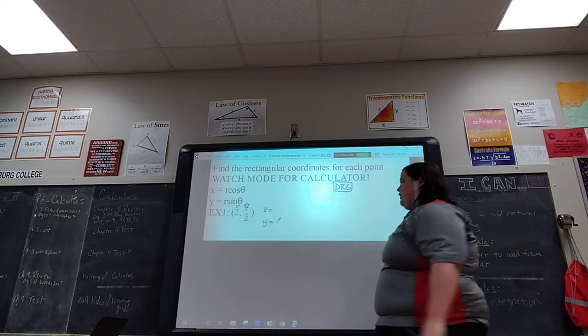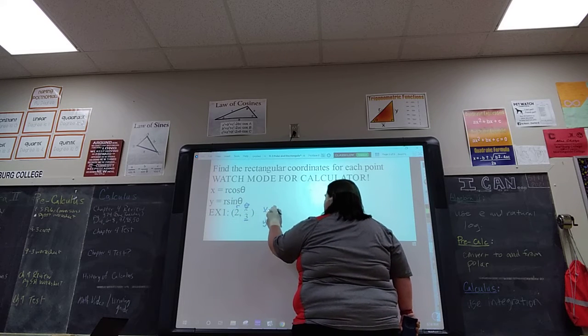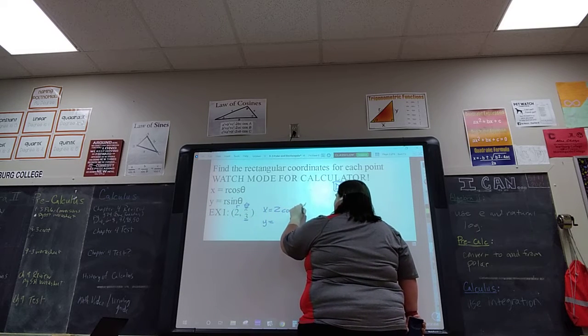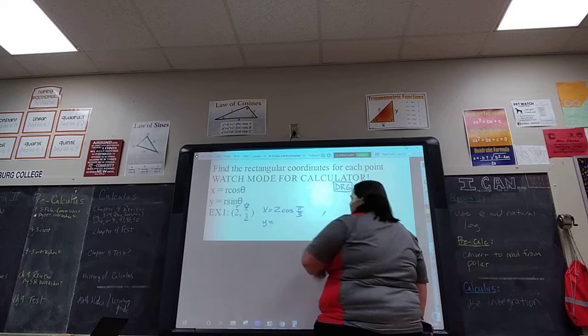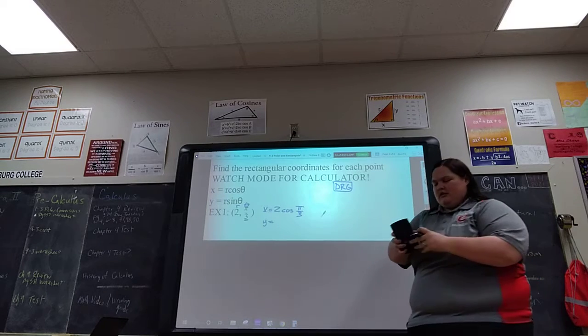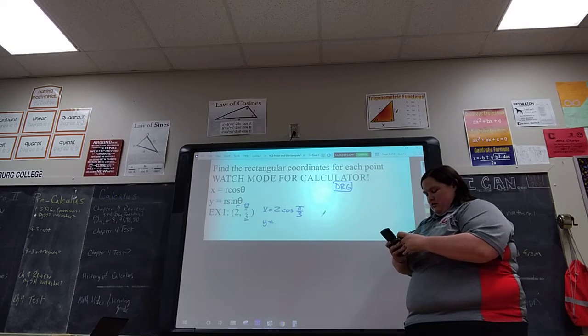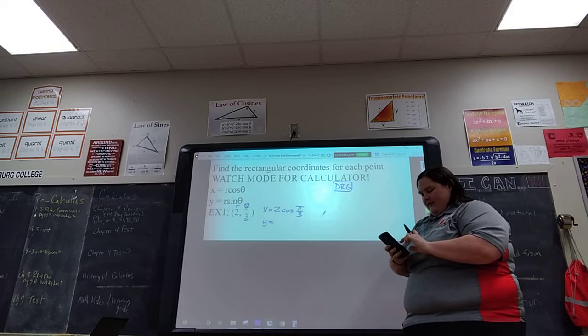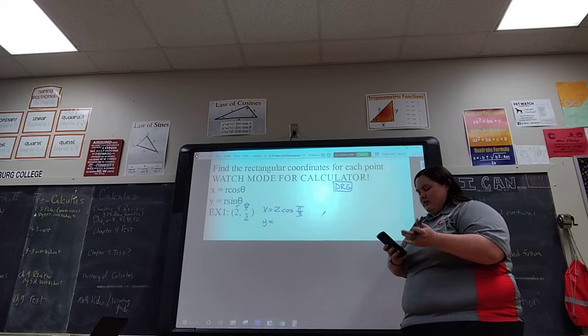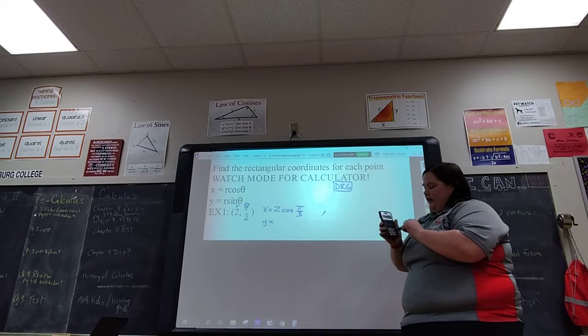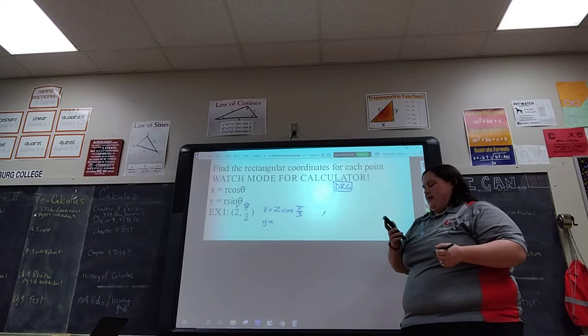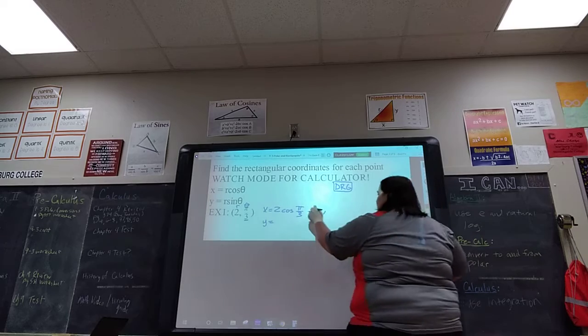So to do that, you're going to take your R times cosine of your angle, which our theta in this case is pi over 3. So I'm going to do 2 cosine pi over 3, and my calculator is in radian mode, so it'll accept the radians. You also have a pi button, it's right underneath the ln. So I just do 2 cosine pi over 3, and that's 1.